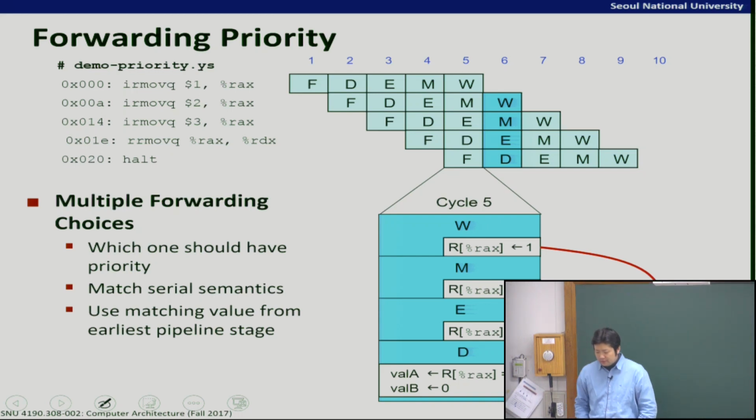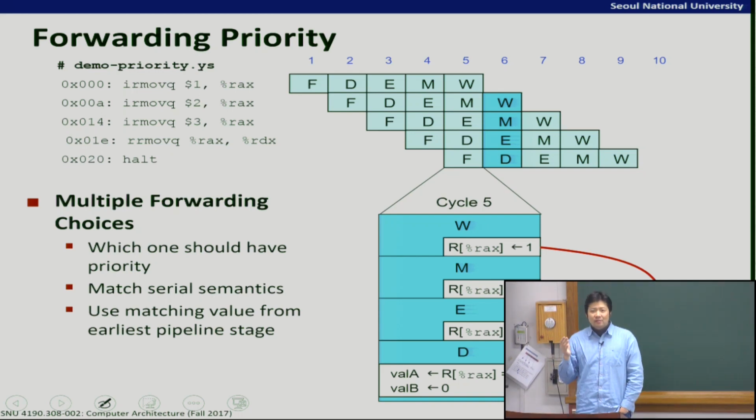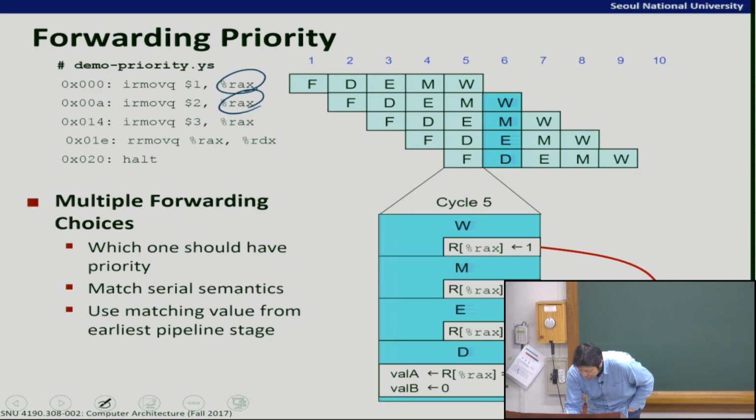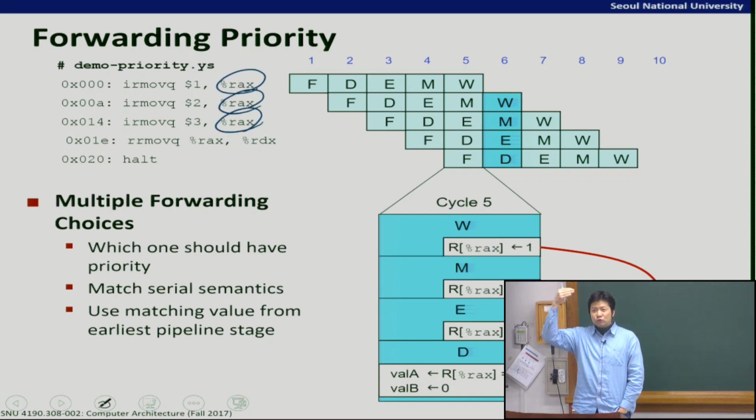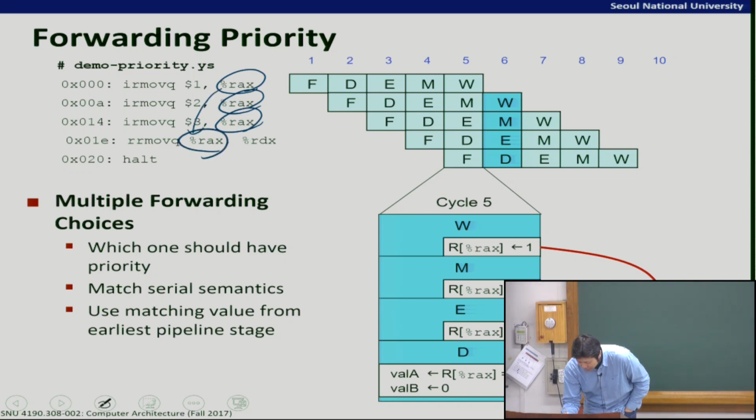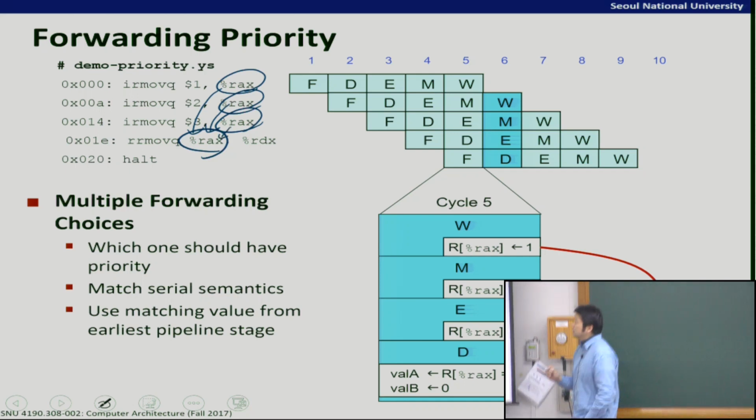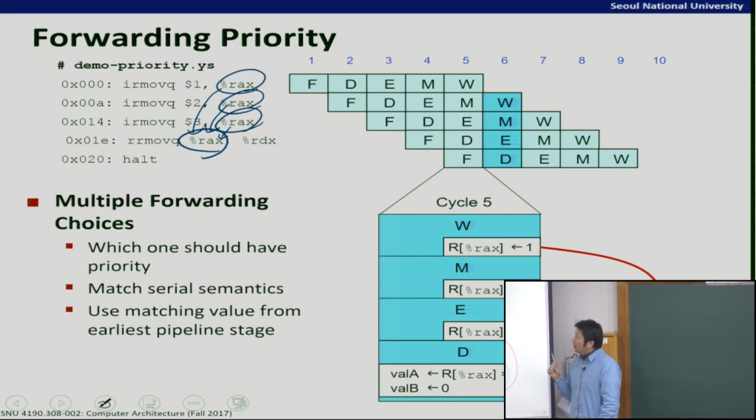Now let's say there are multiple matches. The question is how we can set priority. Which one has higher priority? In this case, all of these instructions write to the RAX register. There are 3 producers and 1 consumer here. There's a dependence between these, like this and like this, right? Then this is the consumer instruction, like an RR move instruction. What is the correct value of RAX? 1, 2, or 3? 3, right?